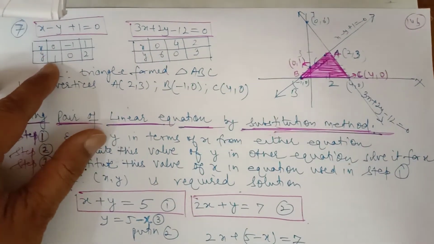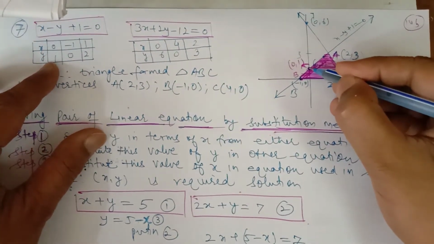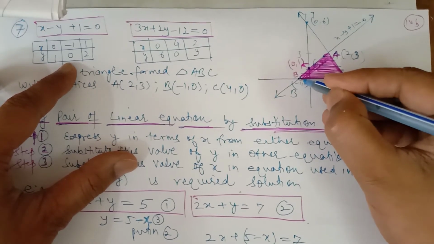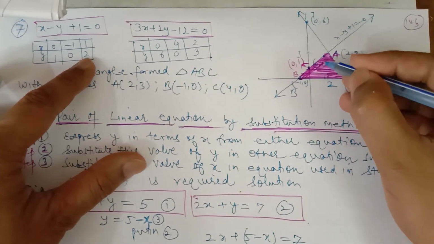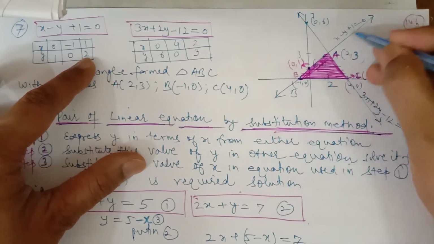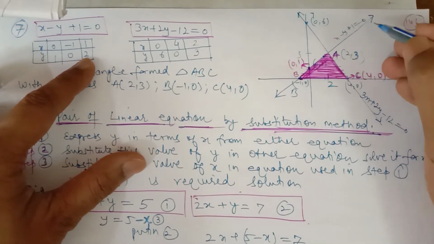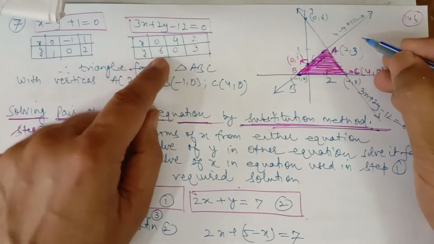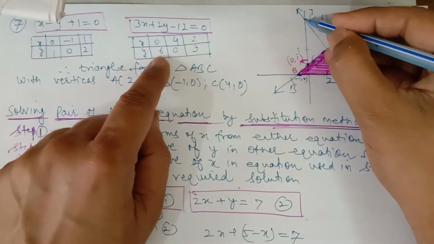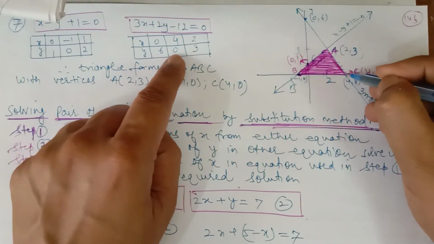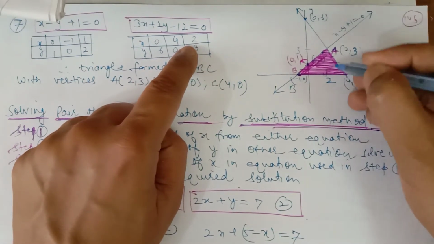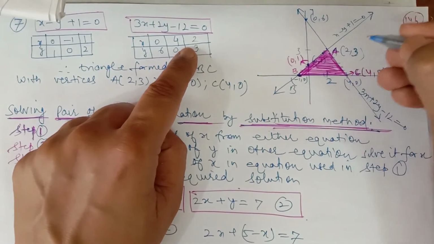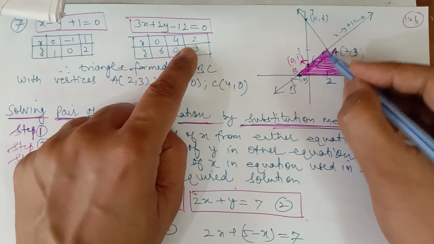So mark this: x 0, y 1 is this point, x minus 1, y 0 is this point, and x 1, y 2 is this point. So this is the equation x minus y plus 1 equal to 0. You should mark this on the graph paper. For this, x 0, y 6 is the first point, x 4, y 0 is this point, and x 2, y 3 will be this point. Now these two lines are intersecting at this point.